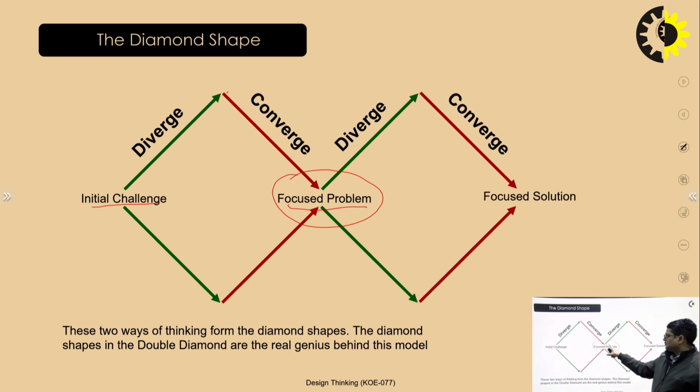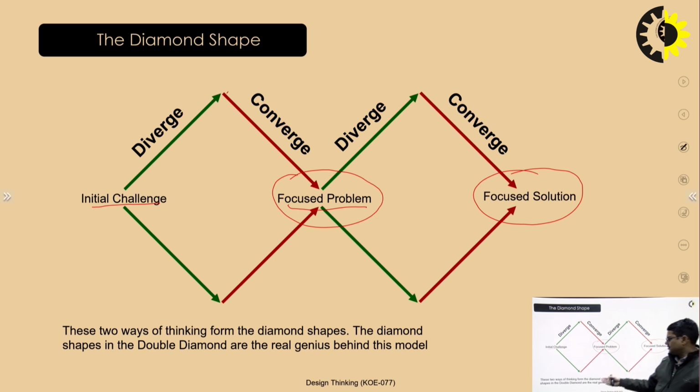Then again, when the problem is finalized, we use divergent thinking again, so that we can think about the possible solutions. There may be so many solutions to solve that one particular problem. It always happens, and after that we need to converge our thinking process again, so that we can reach the focused solution. This is the way we work when we are applying the double diamond process in our design thinking methodology.